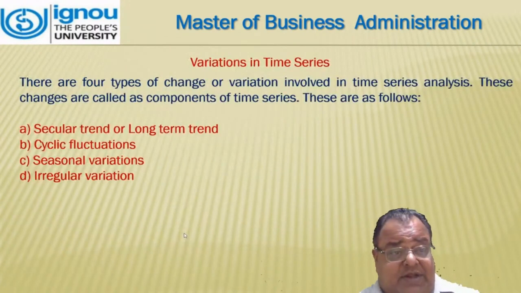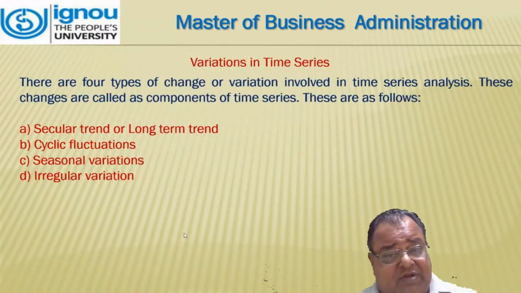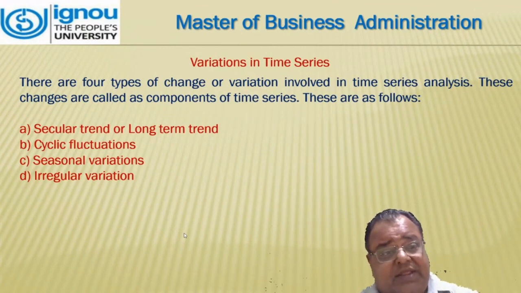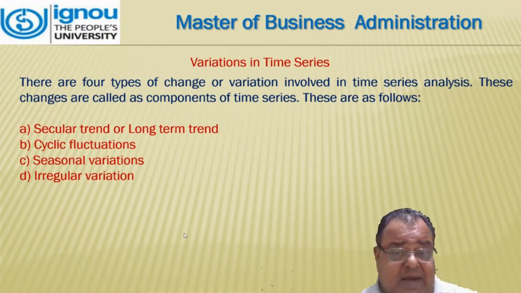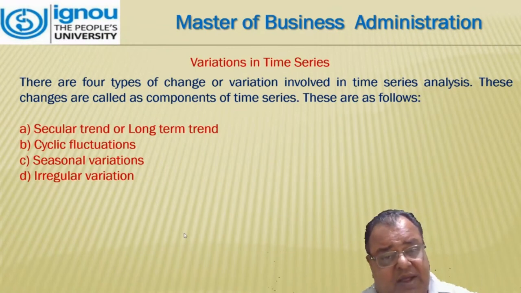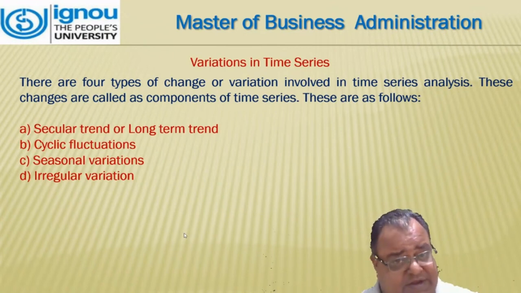Variations in time series. There are four types of changes or variation involved in the time series analysis. These changes are called components of the time series. These are secular trend or long-term trend, cyclic fluctuations, seasonal variations, and irregular variations.